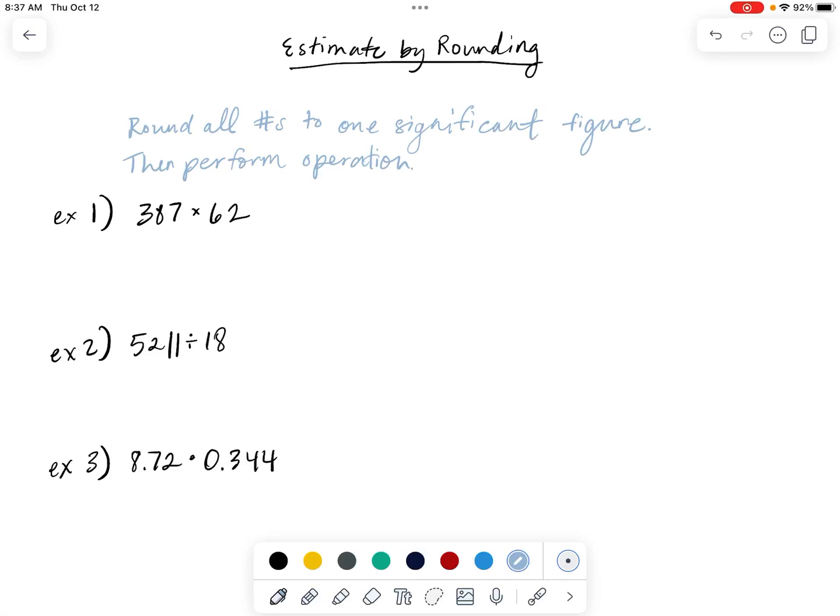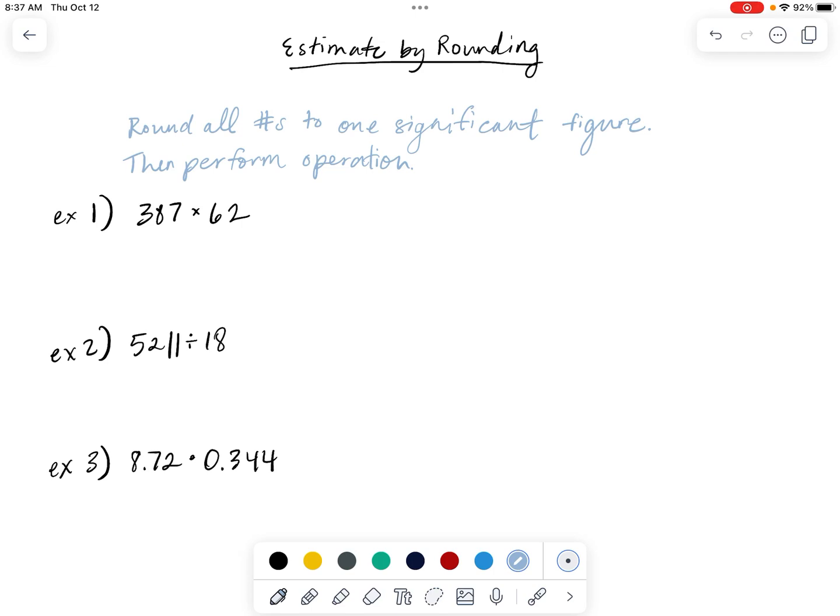This is a tutorial on estimating by rounding. We might want to estimate by rounding when we are out in everyday life and we run into precise numbers, but we just want a general idea of what those numbers are going to do, maybe for cost or distance or time.